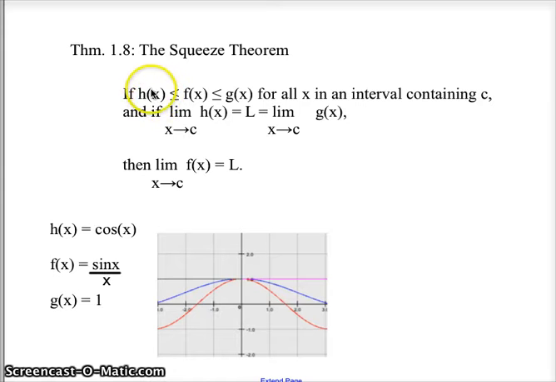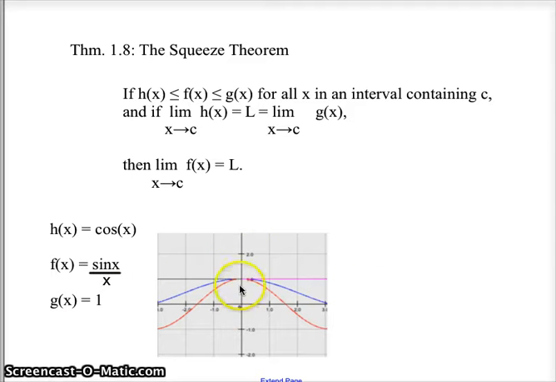theorem. If some function h, and in this example h is the red line here, is less than or equal to a different function f of x, and that's the goal, is trying to find that limit of f of x. In this case, f of x is the blue line. And it's less than or equal to a function g of x, and that's this black line, for all the x's in an interval containing c. So some group of x values around a particular one we're looking at. In this case, we're looking at x equals 0 here.